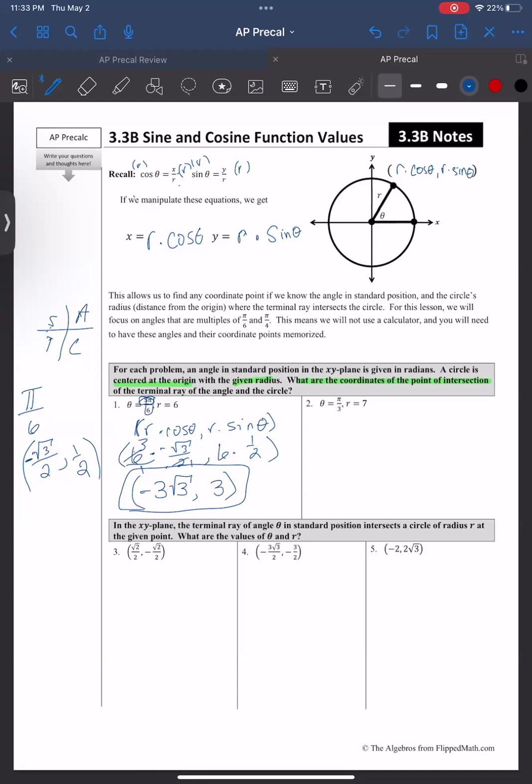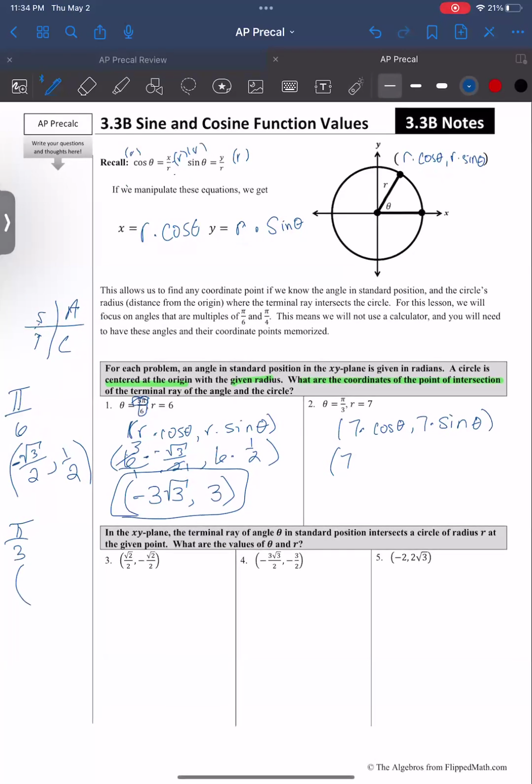Now, I'm going to look at the next one, which gives me a radius of 7. So 7 times cosine of theta, comma, 7 times my sine of theta. And then they make it really simple because it's pi over 3. And pi over 3 is in the first quadrant, meaning that both x and y are positive. And remember that pi over 6 and pi over 3 are opposites, right? So if pi over 6 is square root of 3 over 2, comma, 1 half, pi over 3 is 1 half, comma, square root of 3 over 2.